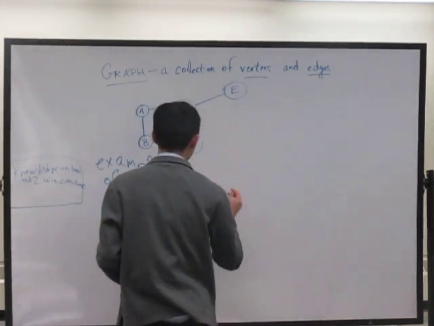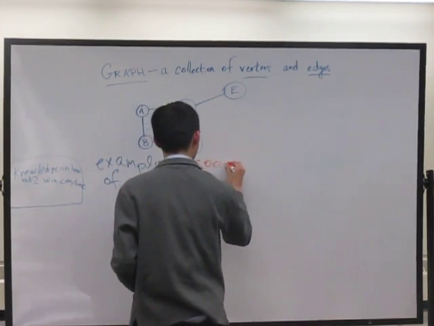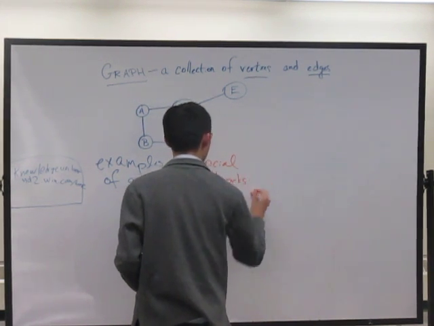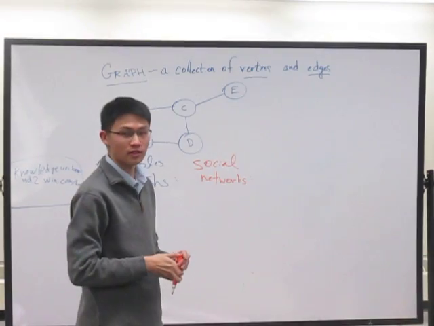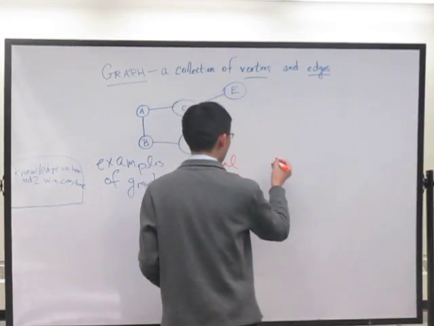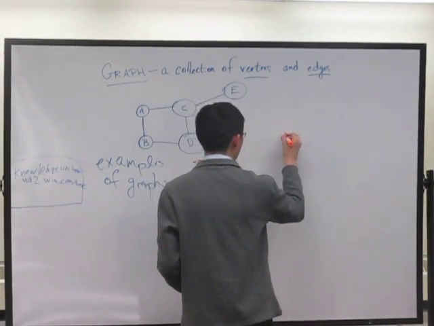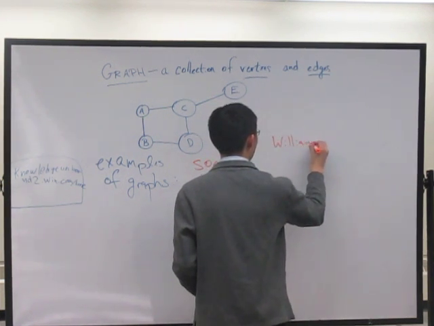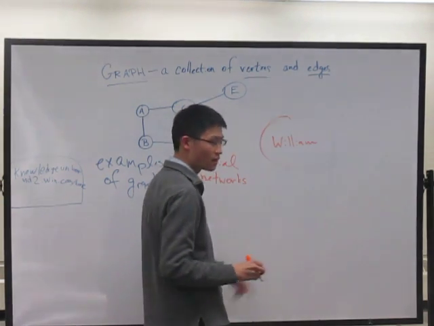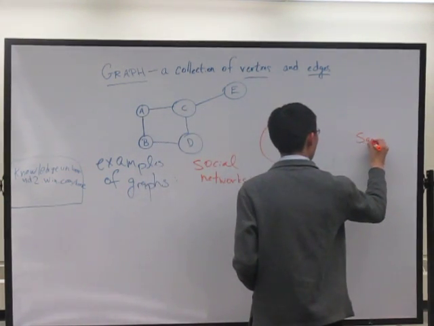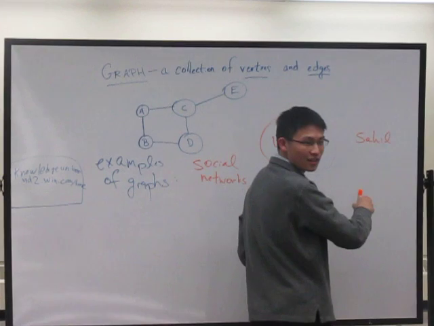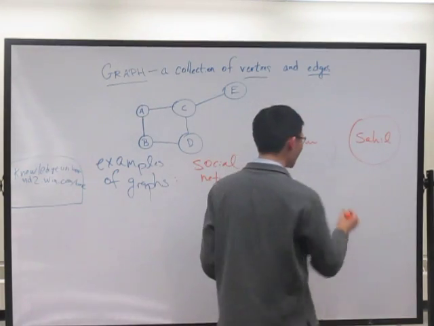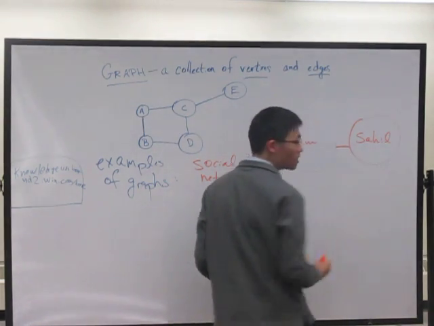Something else is social networks. Something like a social network, we can model like friendships. So let's say you have William over here. He's a node. And then Sahil. This is how you spell your name, right? Okay. And they're friends, right? So we can represent that with an edge.